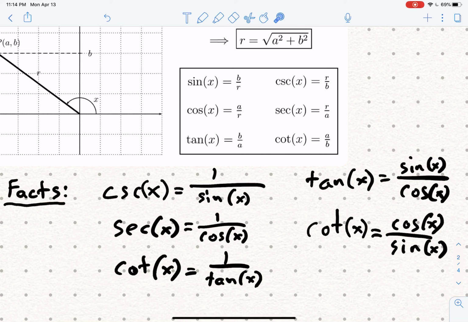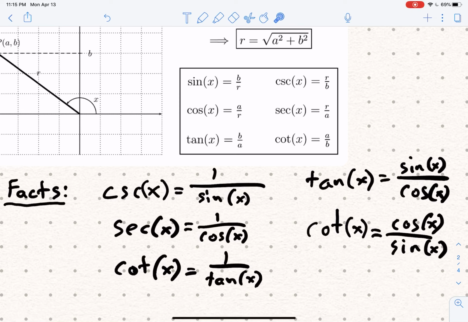So this is handy in the following sense. These two allow you to take expressions involving cosecant and secant and replace them with expressions involving sine and cosine. This one allows you to take a tangent and replace it with something involving sine and cosine. And this one allows you to take a cotangent and replace it with sine and cosine. That means that we can always translate all of the trig functions into some combinations of sines and cosines, and that's a trick that we'll be using later quite a bit.